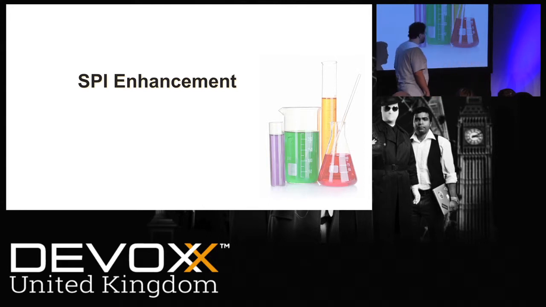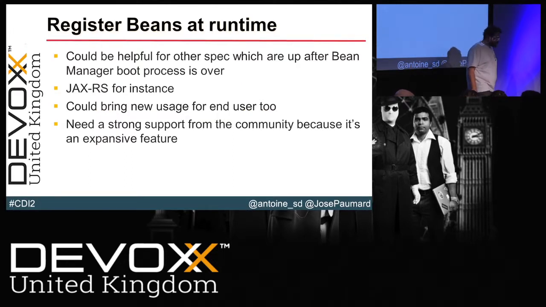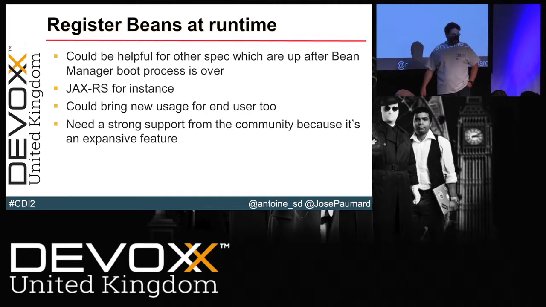Another point we want to work on, and I'll finish with that, is to enhance the SPI in CDI. A big part would be to allow the registration of beans at runtime. Currently in CDI, when the container is running after the boot phase, you cannot add a new bean in the container. That doesn't mean you cannot ask for a new instance of a bean, but you cannot add metadata for a bean in the container.